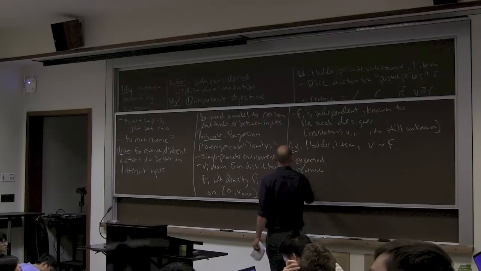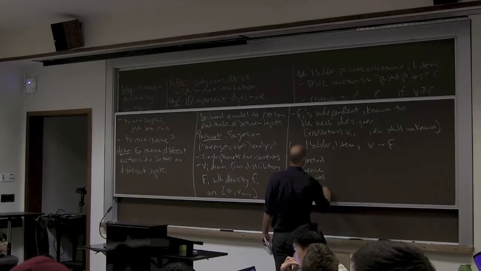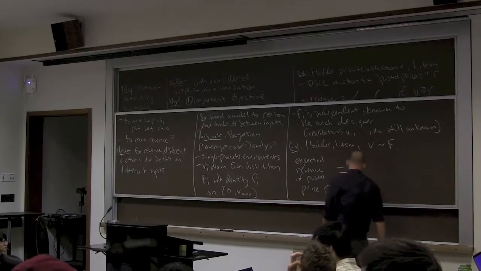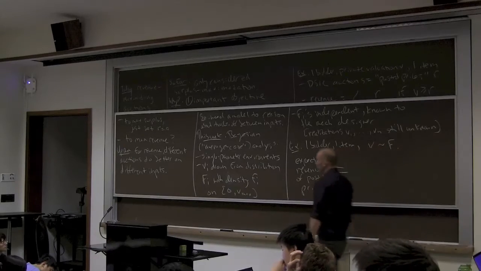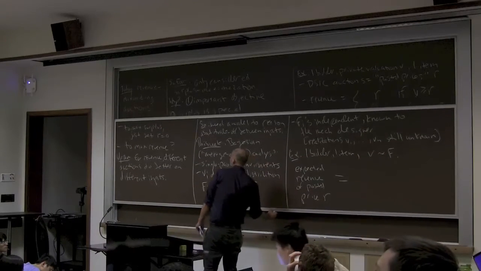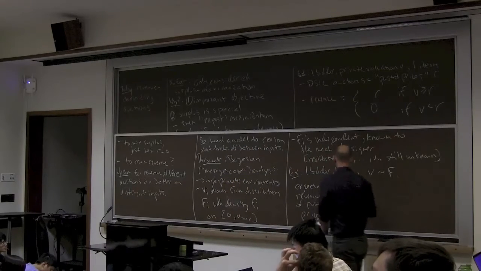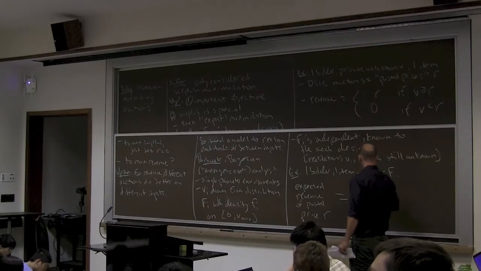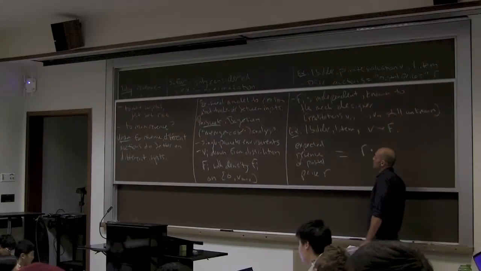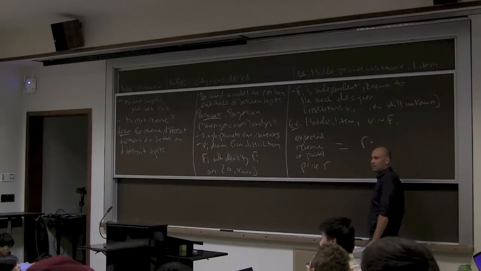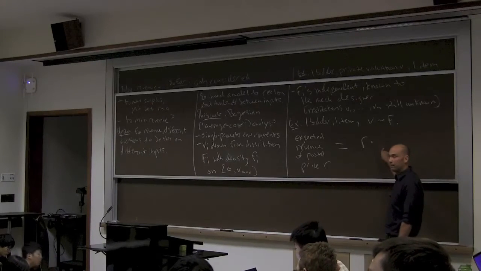So the expected revenue of some posted price r. Well, the easiest way to think about it is, in the event that there's a sale, we know we're going to make r dollars. And what does that have to get multiplied by? Well, sometimes we're going to have a sale, sometimes we're not, right? So this needs to be multiplied by the probability of a sale.